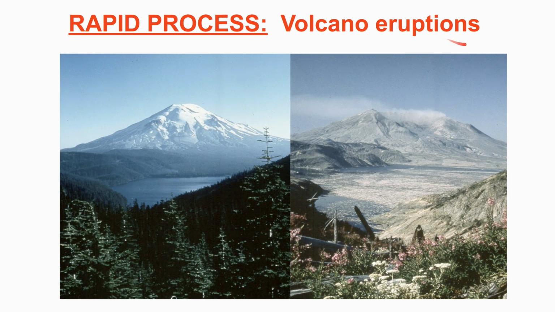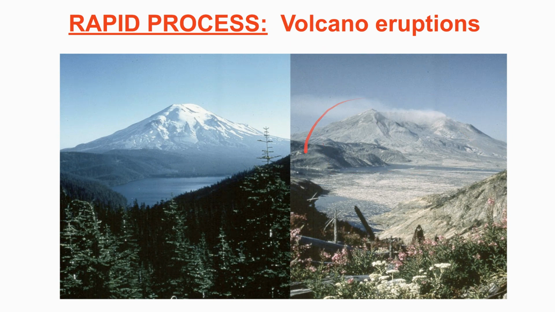Volcanic eruptions. This is a volcano here in the United States. This is in Washington State. This is Mount St. Helens that erupted on May 18th, 1980. So this erupted a few months before I was born. This is what it looked like. And then the next week, basically, this is what it looked like. Mount St. Helens blew itself in half in one day.